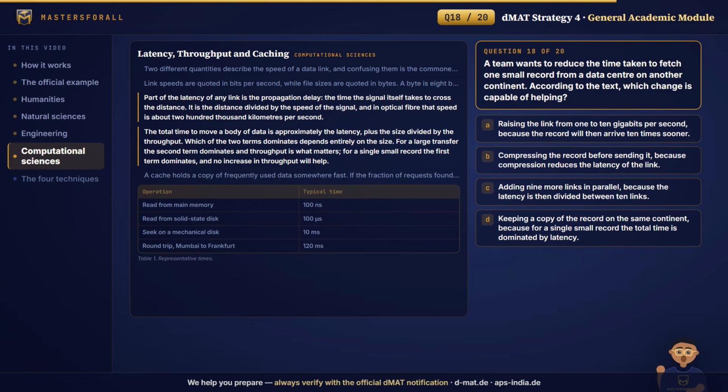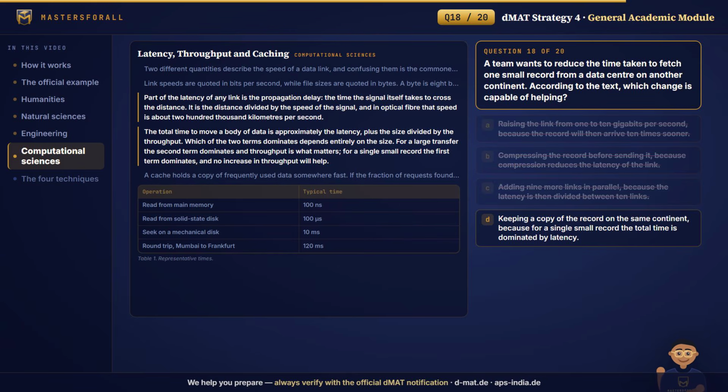Question 3. A team wants to reduce the time taken to fetch one small record from a data center on another continent. According to the text, which change is capable of helping? 4 options on screen. They are longer than usual, and that is deliberate. No arithmetic in this question at all. It is the type check standing on its own. One small record. Paragraph 4 settles it in a sentence. For a single small record, the latency term dominates, and no increase in throughput will help.